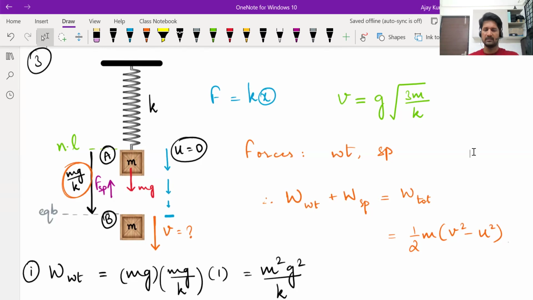It's there on the screen itself. What is the idea we used to get the speed of the block? Sir, the work done by the weight plus the work done by the spring force, and then we equate it. That means the concept used is the work kinetic energy theorem: work done by all forces is equal to the change in its kinetic energy. That's one way to solve it.